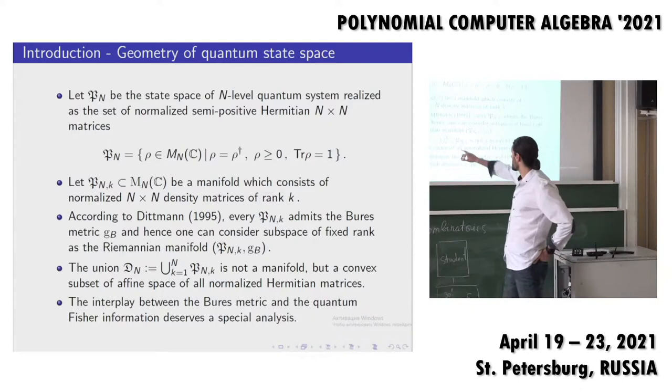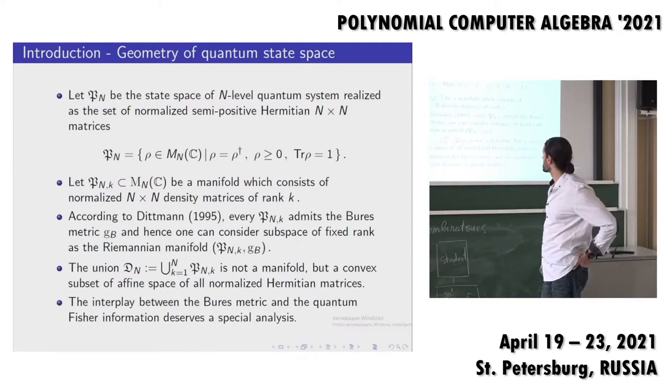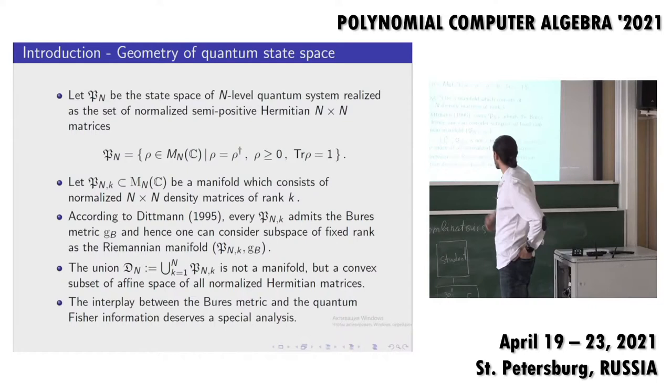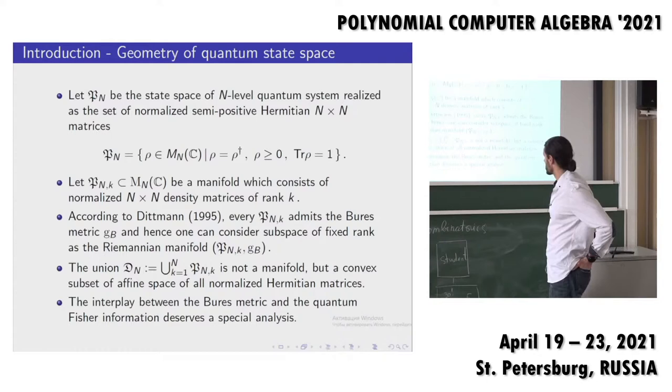According to an article of Dittmann from 1995, on every such space, Pnk, we can establish the Bures metric, Gb. And so in this way, we create a subspace of a fixed rank as a Riemannian manifold: the space Pnk, this pair, and the Bures metric, Gb. But then, if we consider the union of these spaces, some non-trivial things appear, and we have to be careful.